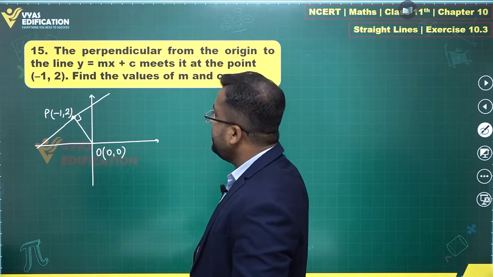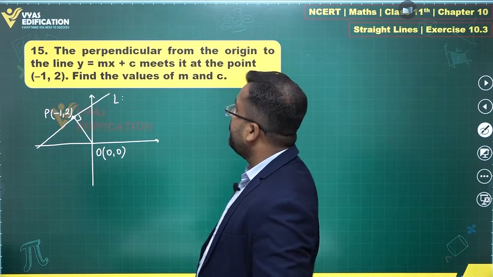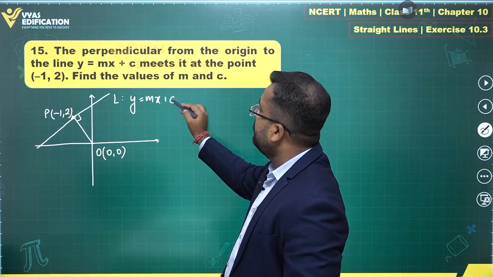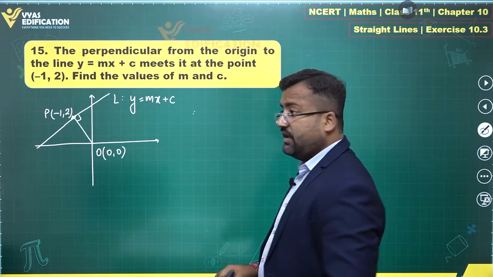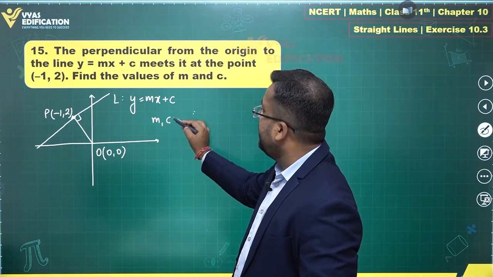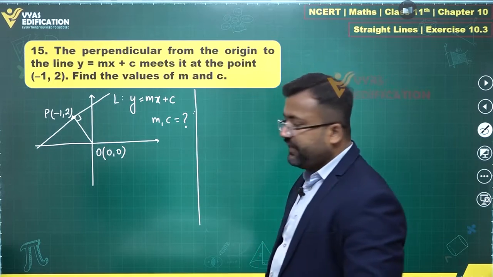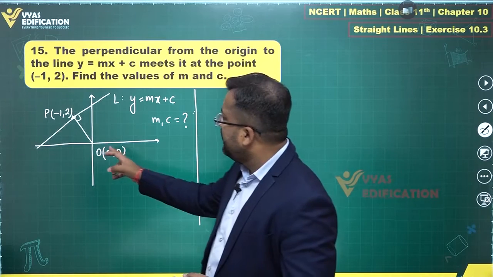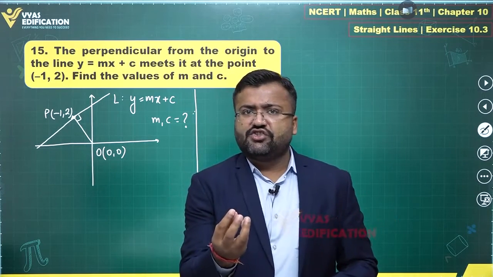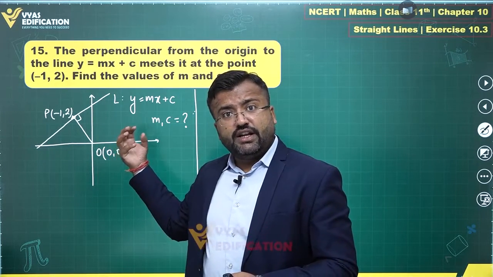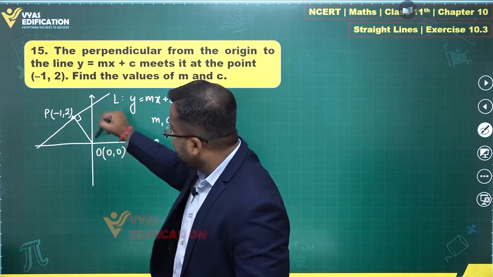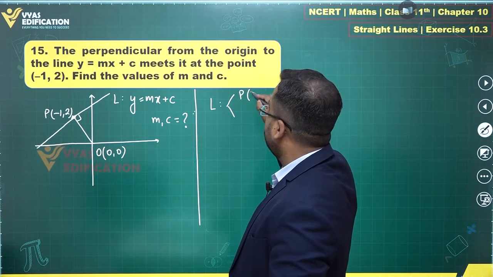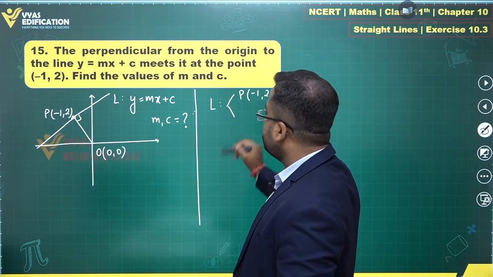This is perpendicular, it meets the line L at this particular point, and line y is equal to mx plus c is the line. You are supposed to find M and C. Now how will we find this? Sometime back we had solved a question where the equation of a line was asked, right? Can we use a similar idea over here as well? Yes. For finding the equation of the line, we already have a point P which is minus 1 comma 2. We can also find the slope.